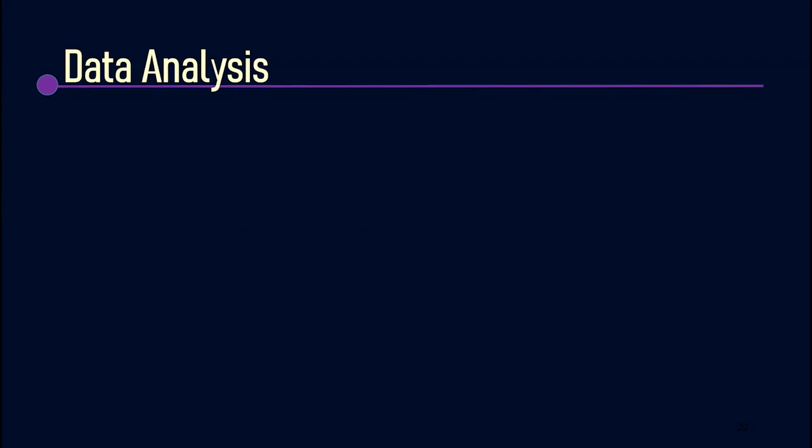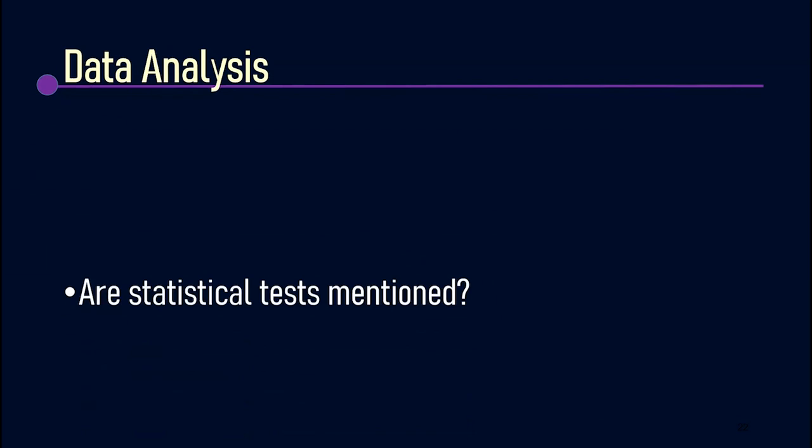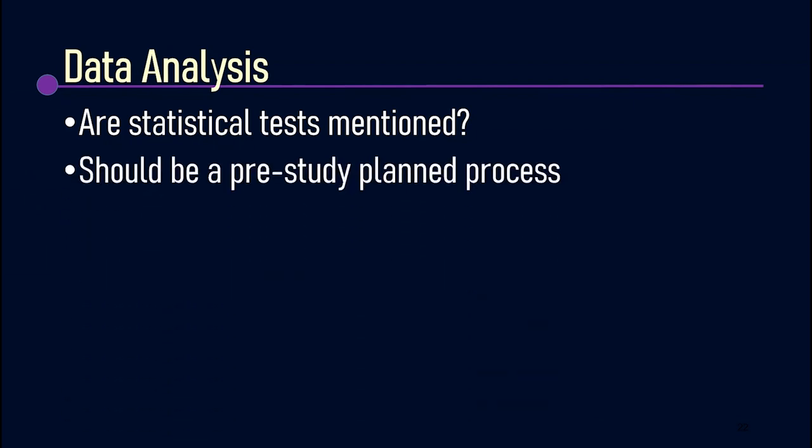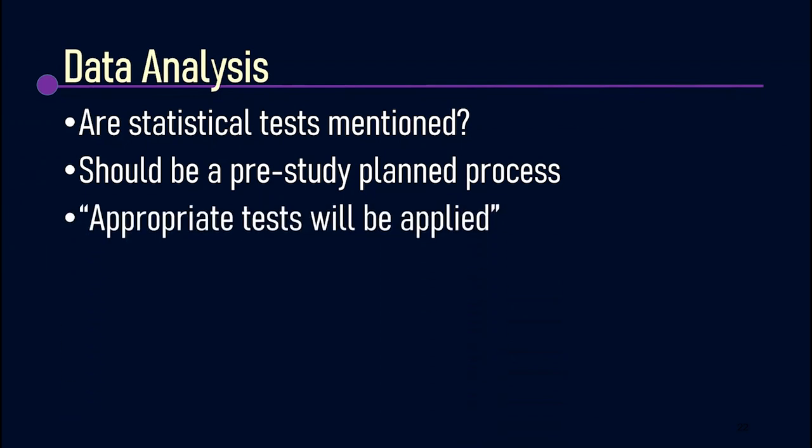Regarding data analysis, this is also typically either not written or improperly written in the research proposal. We need to describe the appropriate statistical test based on the type of data you are going to collect. It should be a pre-study plan process, and this kind of sentence should be avoided because you know exactly what types of data you are going to collect, and then based on our statistical knowledge, we know which type of tests are appropriate for that kind of data.